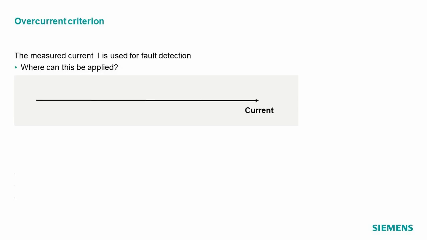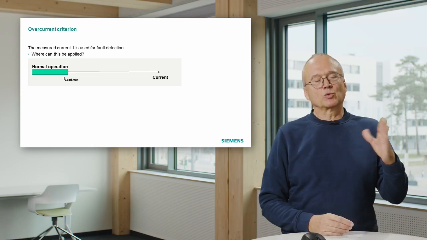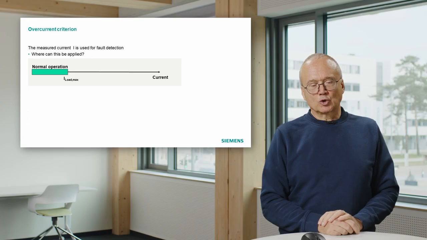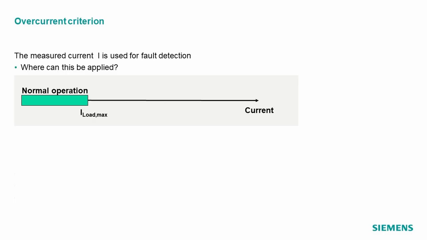Imagine we have a certain range of currents, and what I indicate here in green is the normal operation. That means in normal operation, we measure a current between 0 on the left-hand side up to a maximum load current. And then we have a range of short circuit currents.